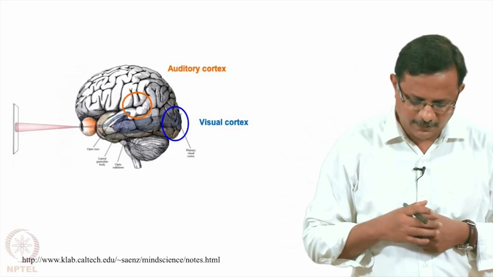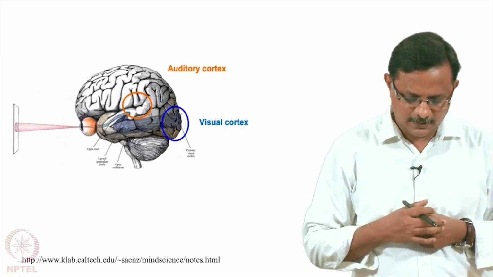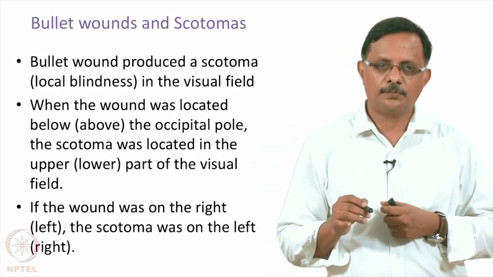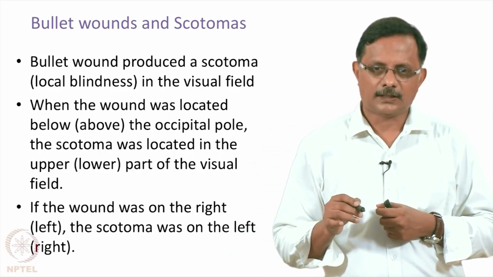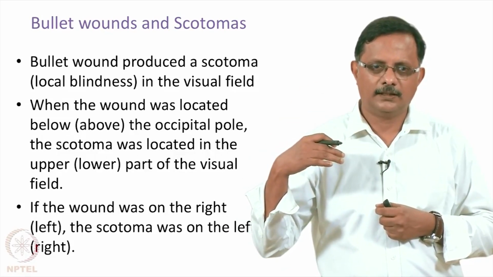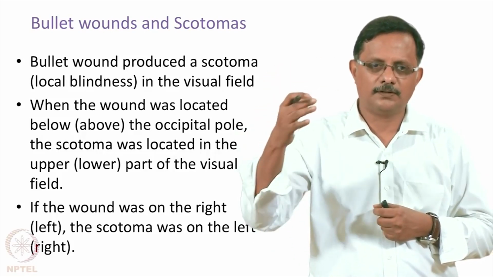So, if you look at this picture, we have looked at the organization of the visual system in some of the earlier lectures. So, we know that the image goes to the retina and is formed on the retina. From there it goes to the thalamus, right, and from there it goes to the primary visual cortex in the occipital lobe here. So, what he noticed is that when a wound was produced in the lower part of the occipital lobe, the corresponding scotoma was located in the upper part of the visual field.